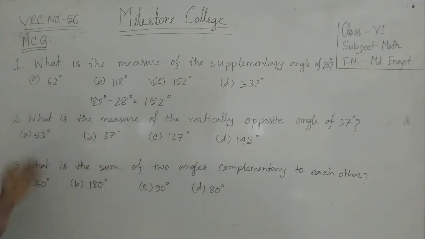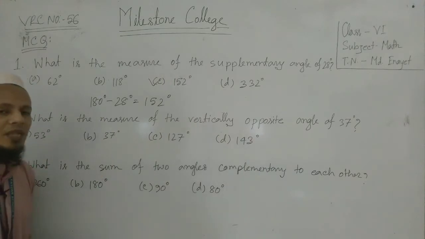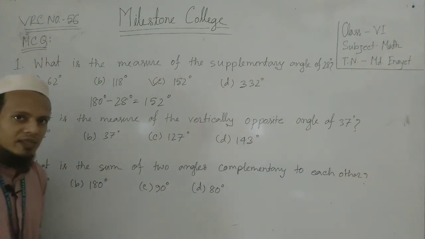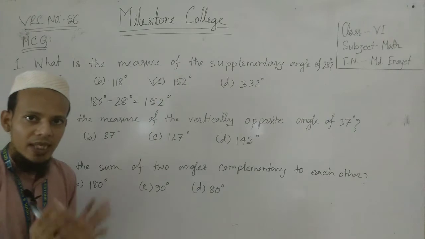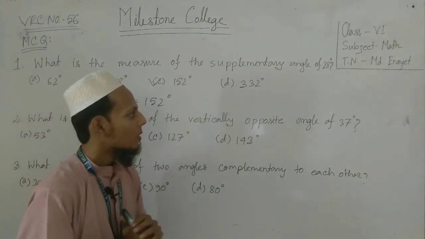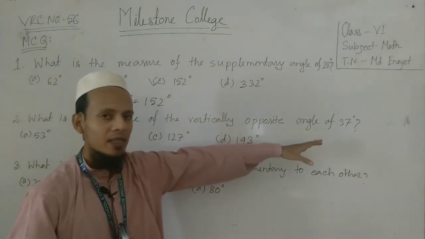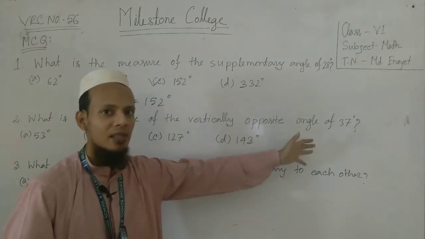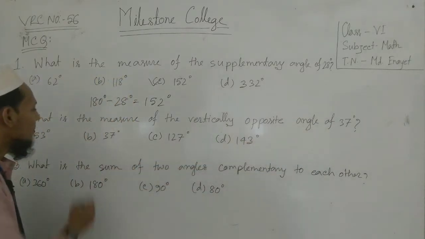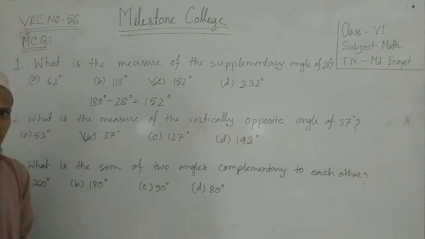Now, the second question, it is easy. You can see, what is the measure of the vertically opposite angle of 37 degree? So, my dear students, you know that vertically opposite angles are equal. So, the vertically opposite angle of 37 degree must be 37 degree. So, here option B is the correct answer.